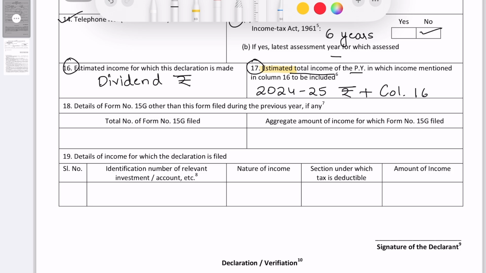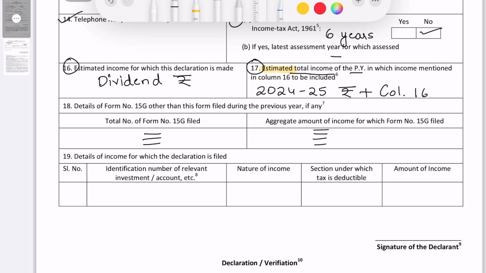So now we move on to the 18th point. In the 18th point, you have to mention if there are any other Form 15Gs that you have submitted in this current financial year. So whatever number of forms you have filed, you'd mention them here. And whatever was the aggregate amount of income for which those particular forms were filed, you mention it here.